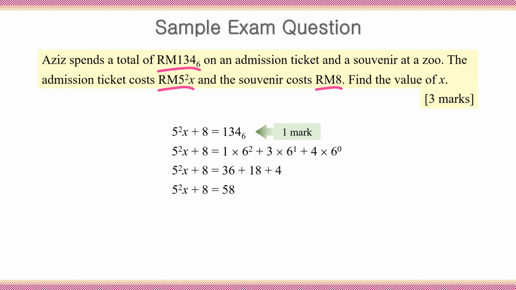Equate the base on both sides by determining the value of 13 for base 6. Another mark is given here. Next, rewrite 5 squared x and solve the equation. 1 more mark is for the final answer. It is not as complex as it looks.